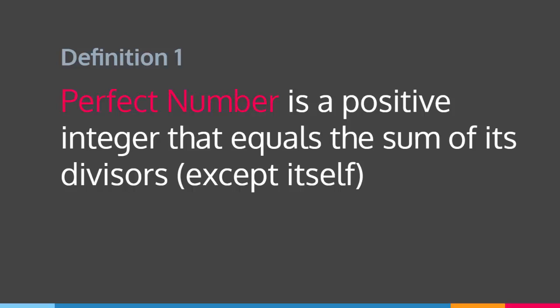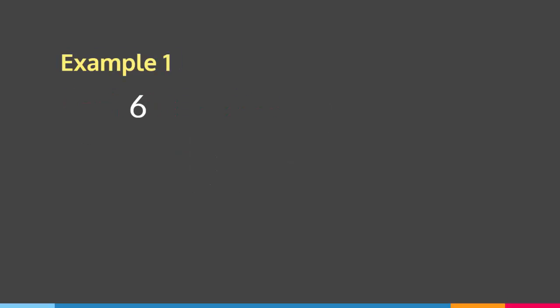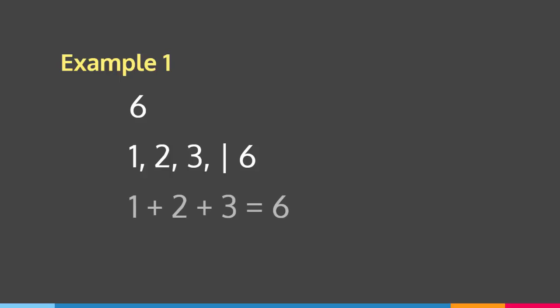To give you an example, 6 is a perfect number. Why is it? Well, if you look at the divisors of 6 except 6 itself, the divisors are 1, 2, and 3. 1 can divide 6, 2 can divide 6, 3 can divide 6. If you sum 1, 2, and 3 together, it equals 6. It equals the number itself. Therefore, this is a perfect number.